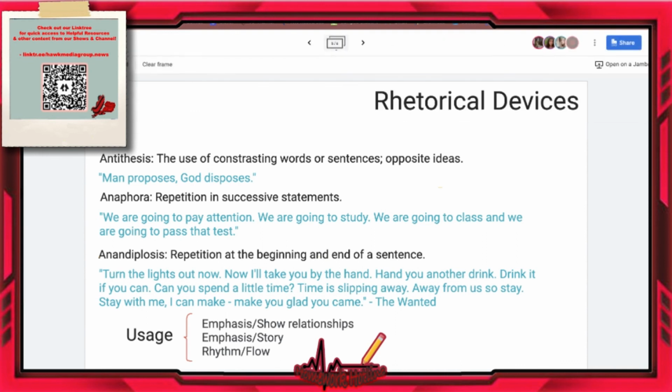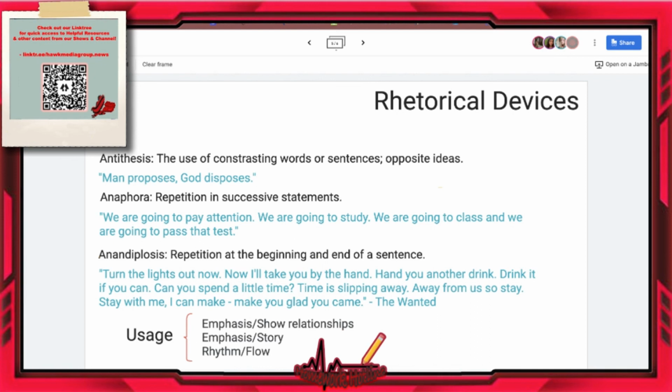An example of this would be "man proposes, God disposes." So man and God are two different ideas. They're opposites of each other. And to propose something is to bring something to the table, while to dispose something is to take away. So again, they're very different contrasting ideas.